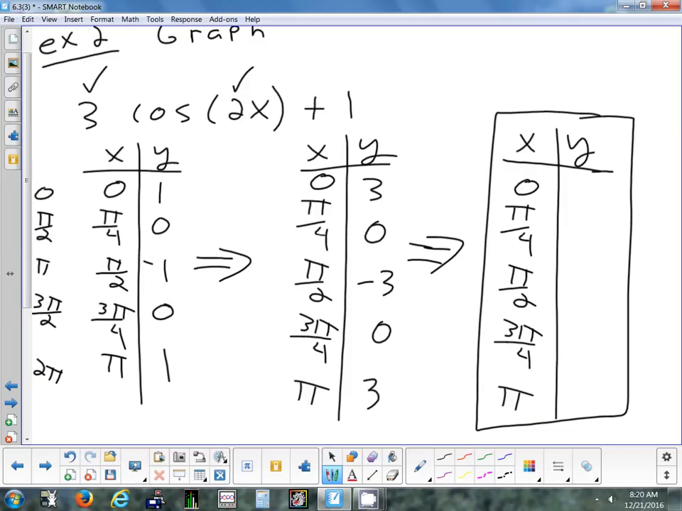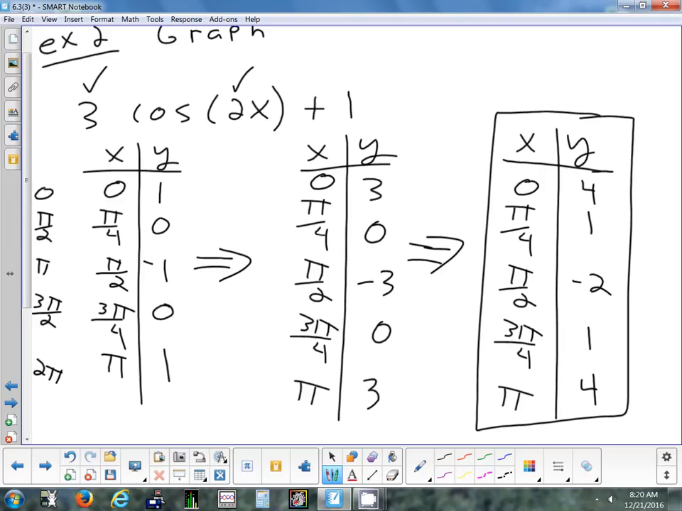What are we going to do to all the old y values? Add 1. So where are we going to be? 4, 0, negative 2, oh, it's actually going to be 1, and 4. 1, negative 2, 1, 4.